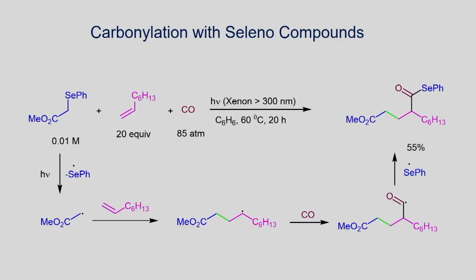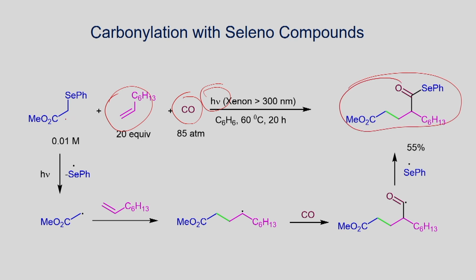The first example involves the reaction of the seleno compound with the alkene as well as carbon monoxide in the presence of light. It can undergo coupling to give this compound.